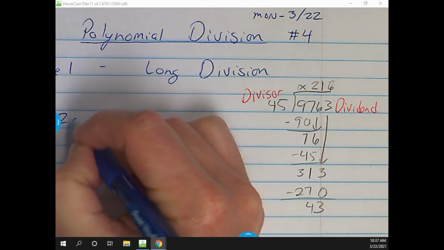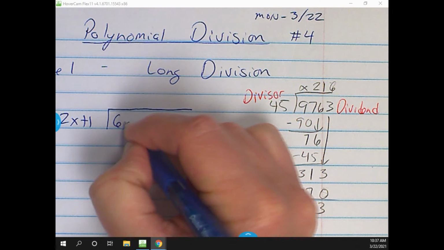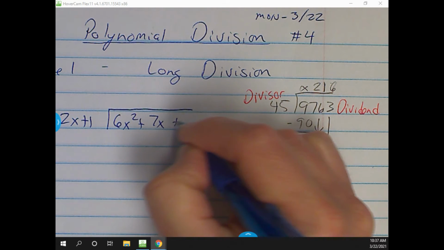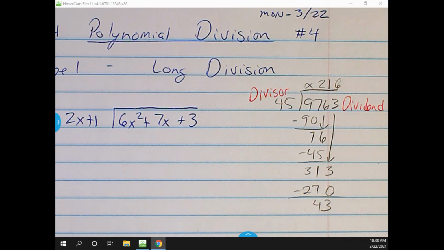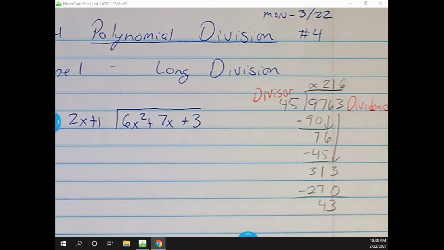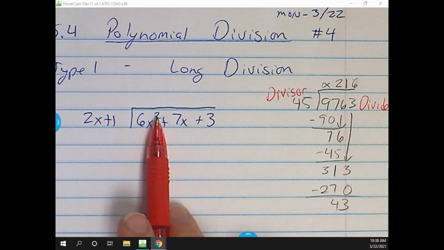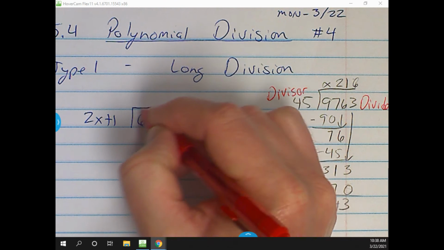All right, so we're going to take 2x plus 1 and divide that into 6x squared plus 7x plus 3. If you're doing long division with polynomials, the very first thing you're going to do is look at this big expression. Again, we've got it in descending order: x squared, x to the first, and no x's. The way you set this up and go through long division is you basically key on the first terms.